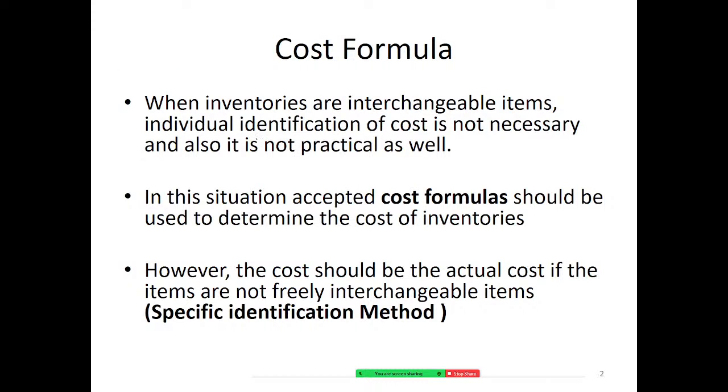So, cost formula: how to evaluate inventories. When inventories are interchangeable items, it means the items look the same. Say for example, paddy, a bag of paddy. So it's interchangeable, right? Almost the same inventories are interchangeable items. Individual identification of cost is not necessary, and also it is not practical as well.